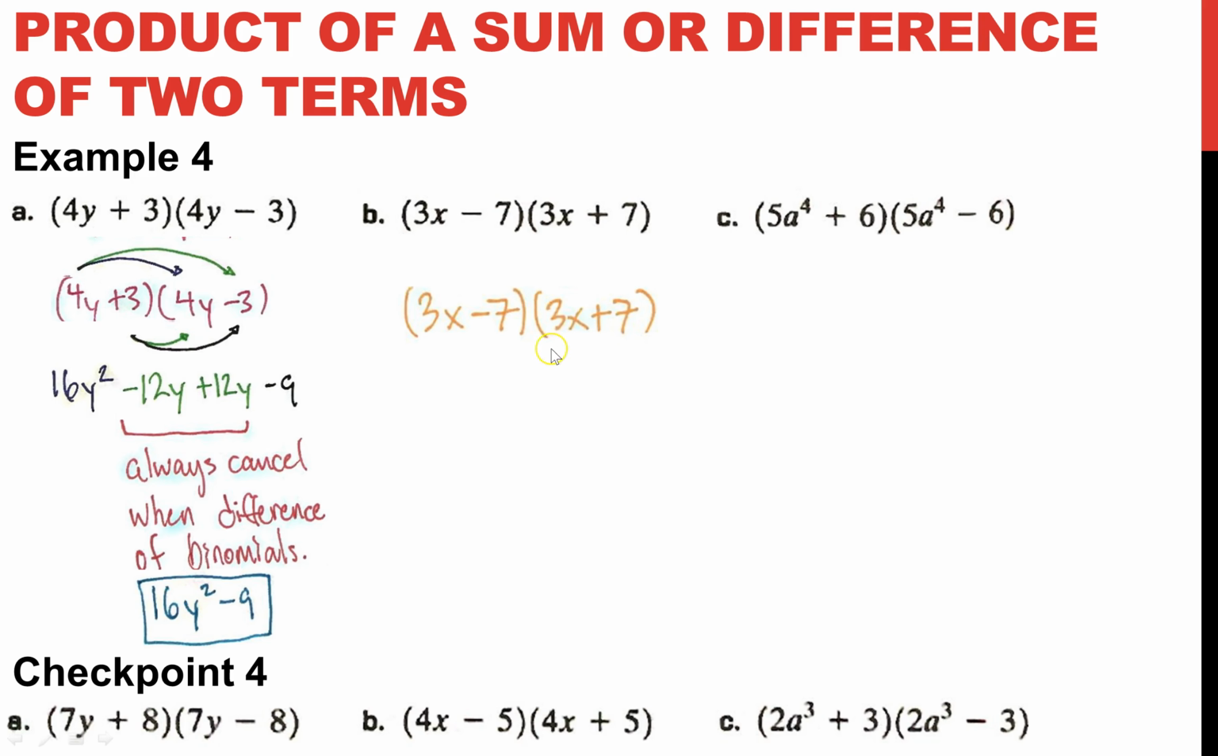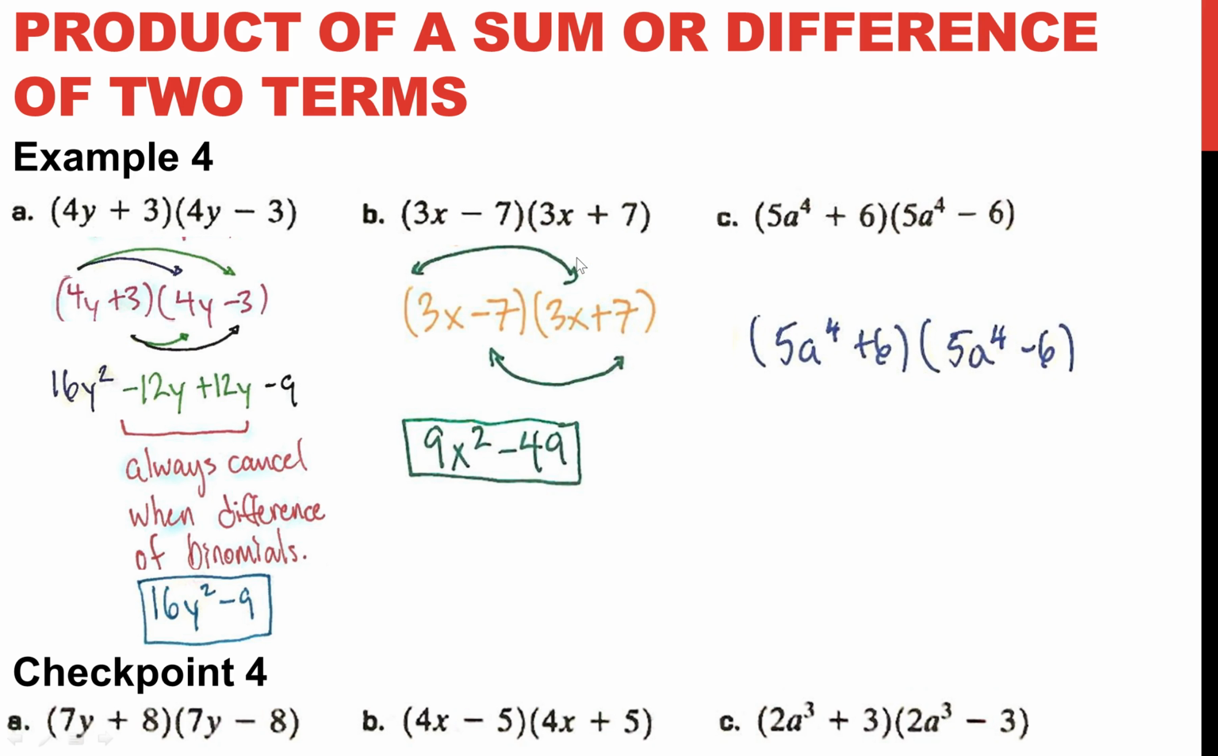3x times 3x is 9x squared. 7 times 7 is 49. I just have to multiply those, and it's subtraction. 9x squared minus 49. Why? Because the middle terms will always cancel when the only difference between the two binomials is addition and subtraction. Boom. Let's take a look at example C.